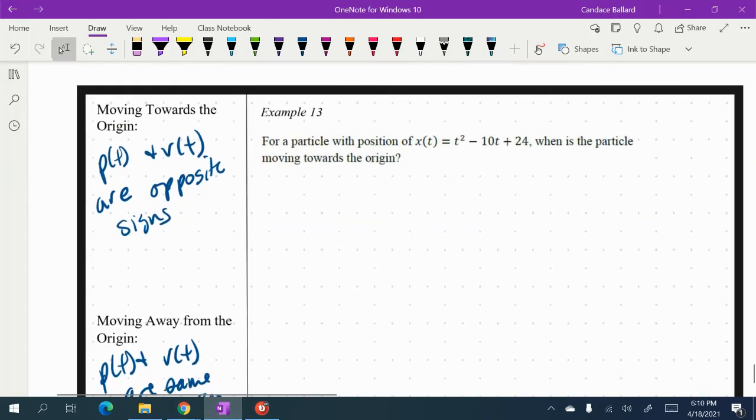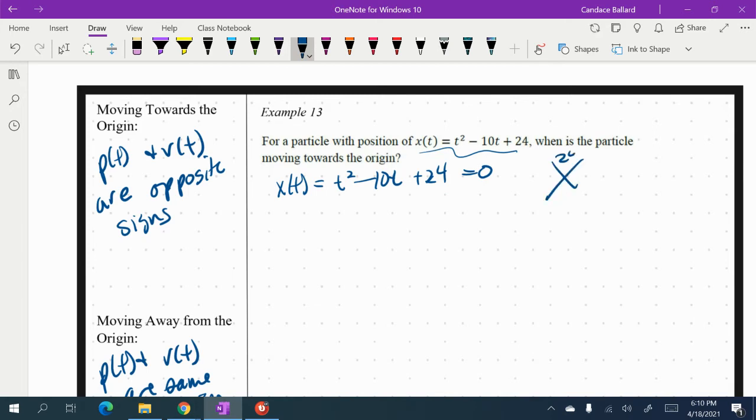In example 13, we have a particle and it gives us the position, and it wants to know when the particle is moving towards the origin. The first thing I need to do is find some critical numbers, some intervals where that is equal to 0. So I'm going to take my position and set it equal to 0 to come up with some critical values. I need two numbers that multiply to 24 and add to -10, and that would be -6 and -4. So I would have (t - 6)(t - 4) = 0, so those values would be 6 and 4.